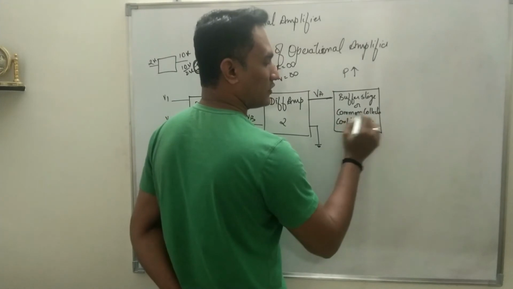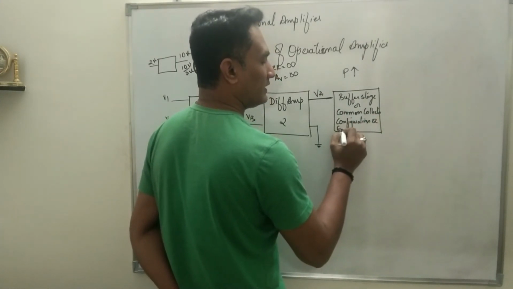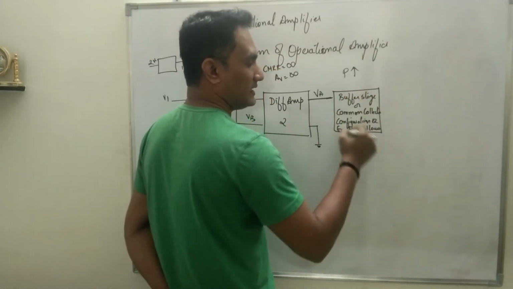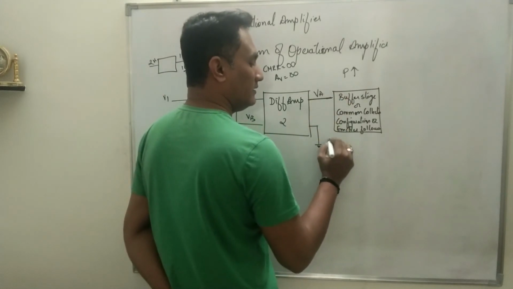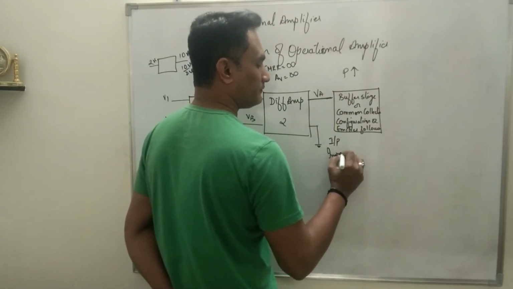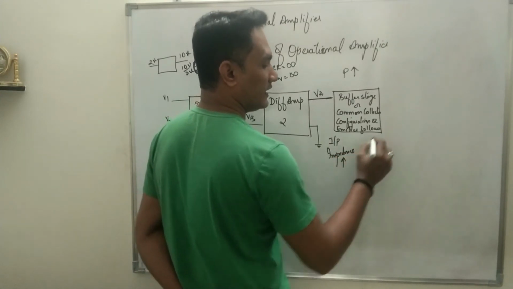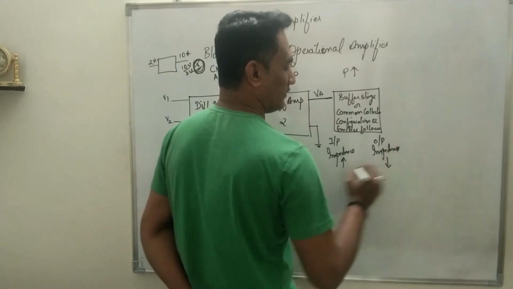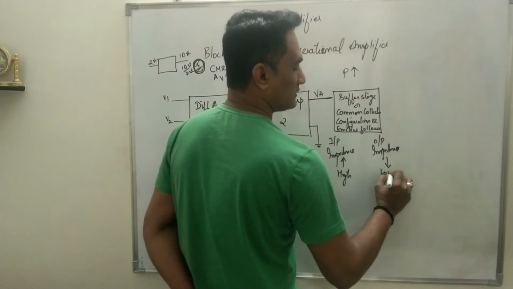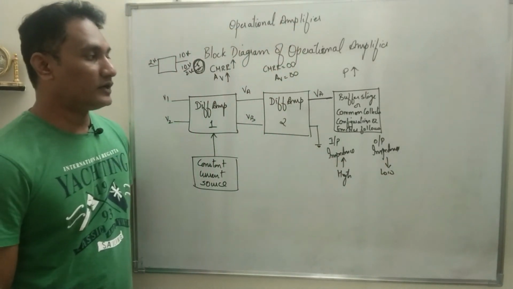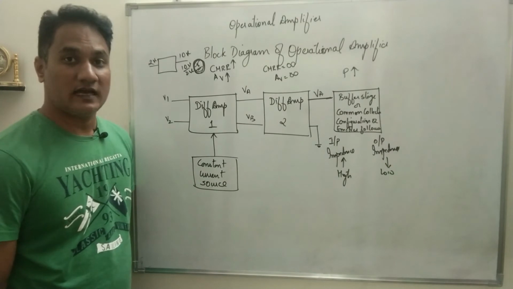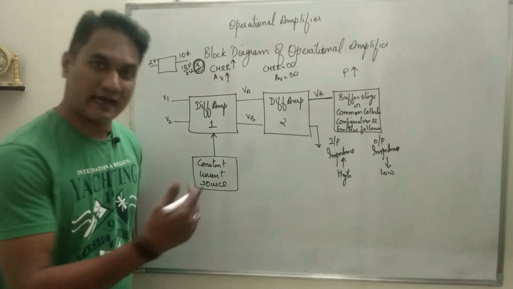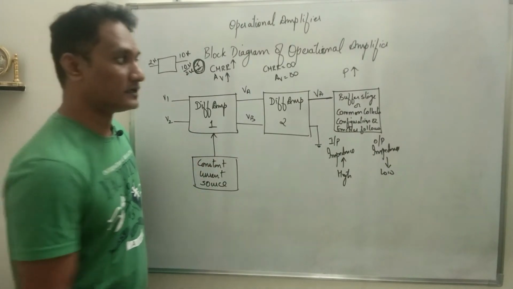This circuit is also called the common collector configuration or emitter follower. Now for this buffer stage, input impedance is very high and output impedance is low. This is high and this is low. When I say input impedance, it is the overall resistance at the input stage, and when I say output impedance, it is the overall resistance at the output stage. These are the characteristics of the common collector configuration.